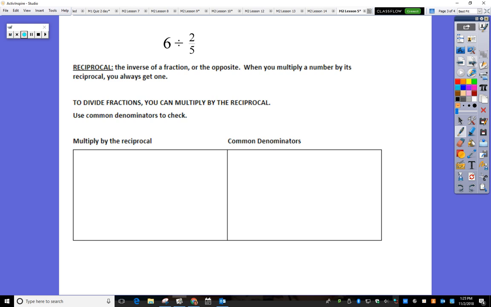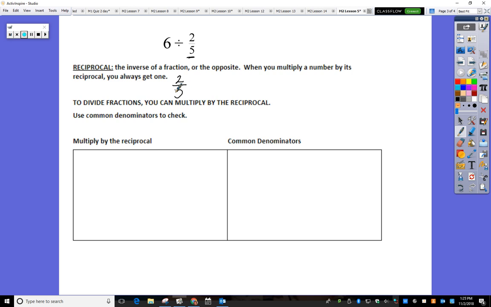So the first thing that we need to know with our algorithm is that we're going to use something called the reciprocal. The reciprocal is the inverse of a fraction, or the opposite. When you multiply a number by its reciprocal, you always get 1. So basically the idea behind a reciprocal, and I'm just going to use this fraction here that we had from the previous page to show what a reciprocal is.